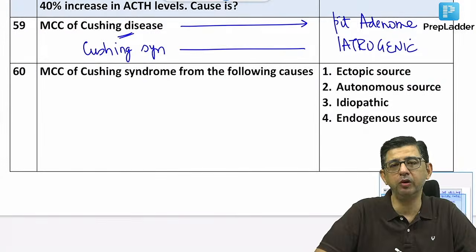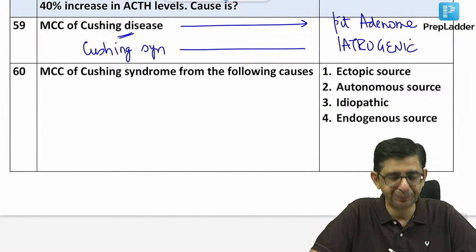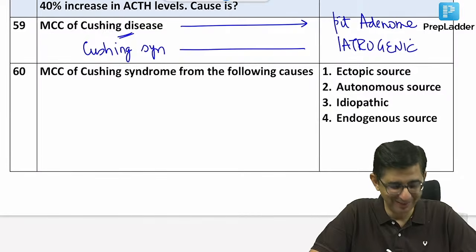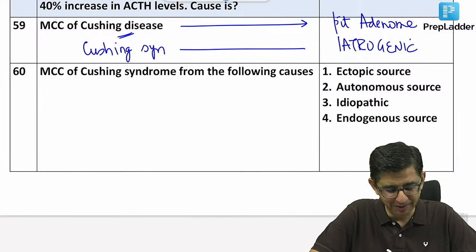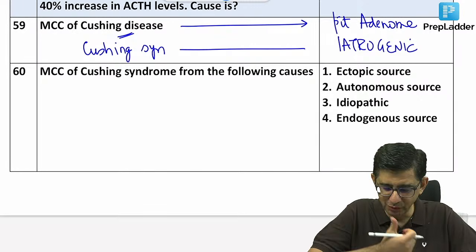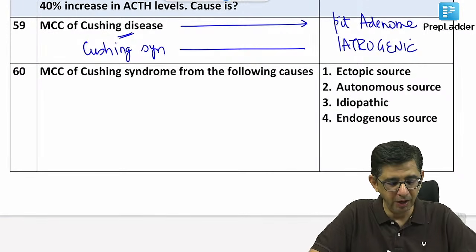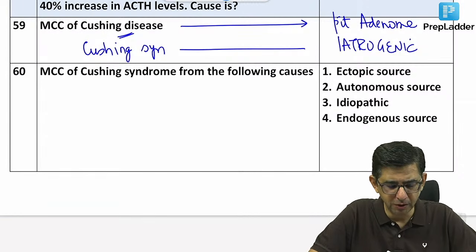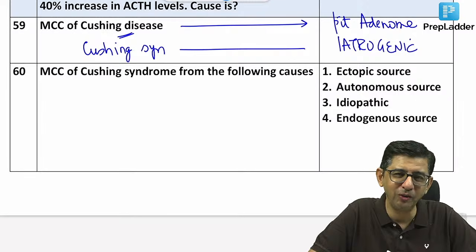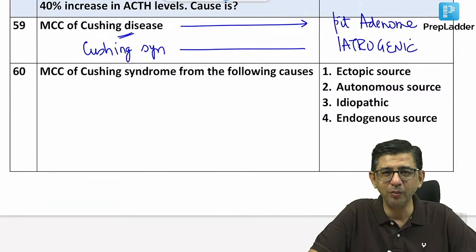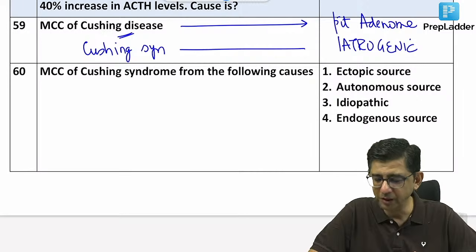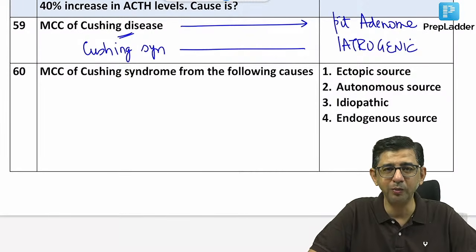From the following 4 causes, options in front of you. There is no exogenous in the options, no? Yeah, there is no iatrogenic in the options. Read the question carefully. He says, what is the most common cause of Cushing syndrome? The most common cause is iatrogenic. If iatrogenic is not in the options, idiopathic? No, that's a diagnosis of exclusion, man. Then the most common cause would be ectopic source? No, ectopic source is the second most common cause.